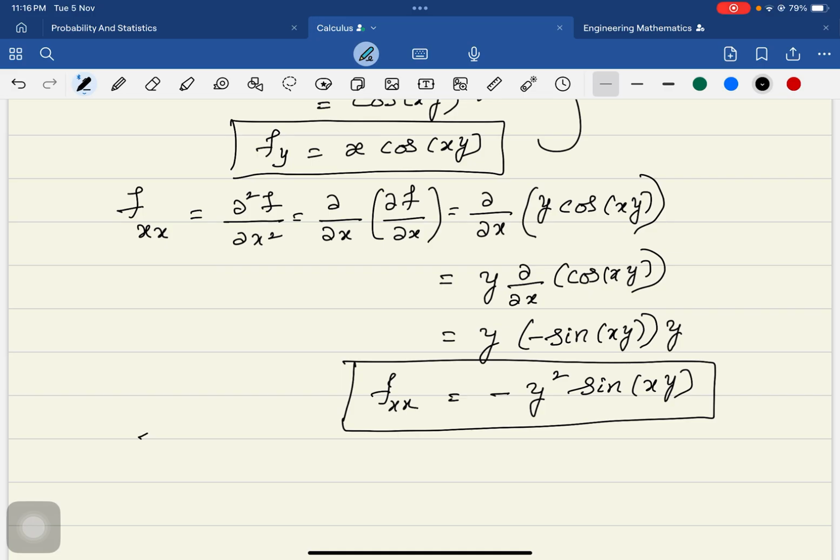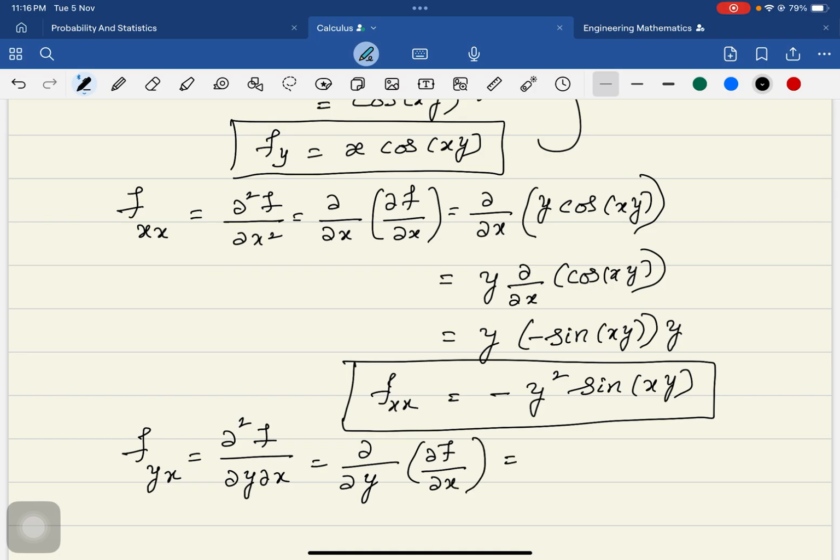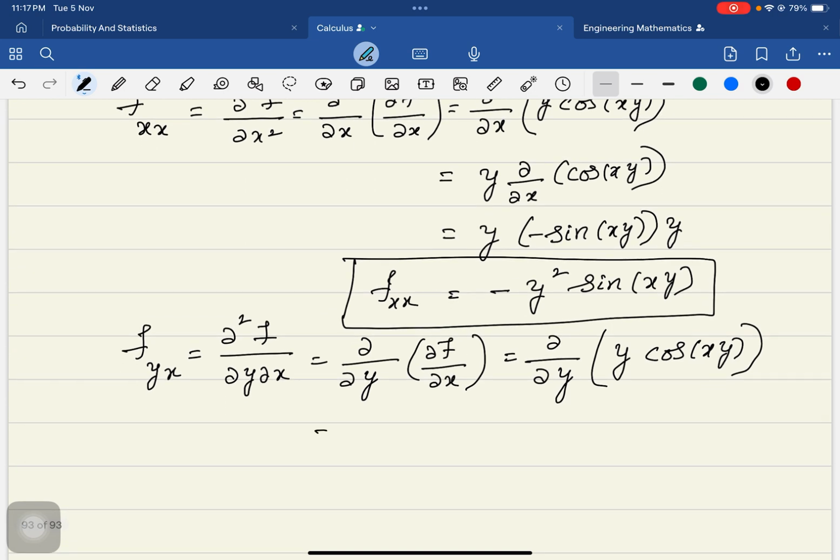Okay. Now let us find out what is fyx. That is given by ∂²f/∂y∂x, that is ∂/∂y of ∂f/∂x. That is ∂/∂y of what is ∂f/∂x, which is y times cosine of xy. Now look at this question, where the constant is x. There are two terms here, y and cosine xy, both having the variable y. So you have to use the product rule.